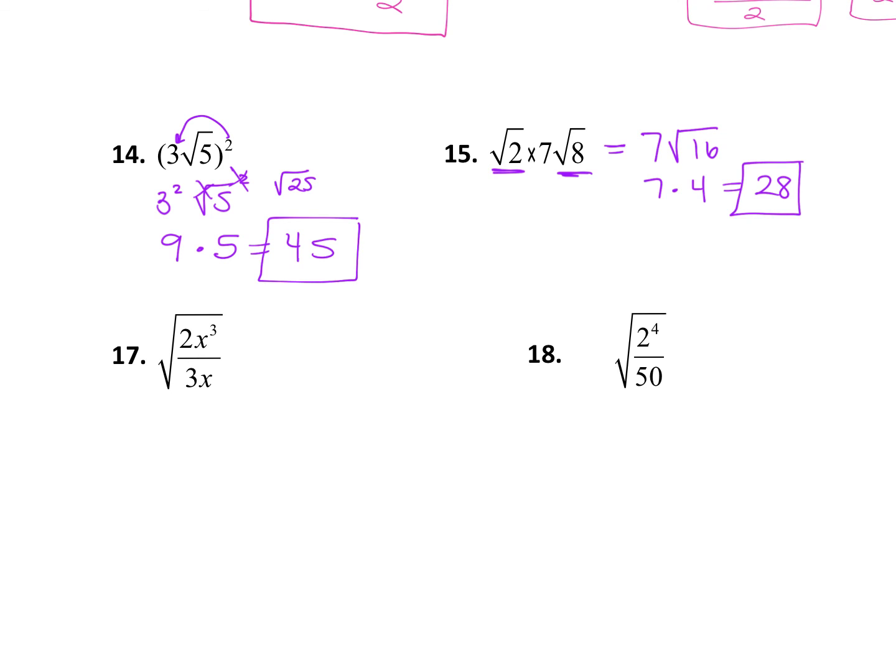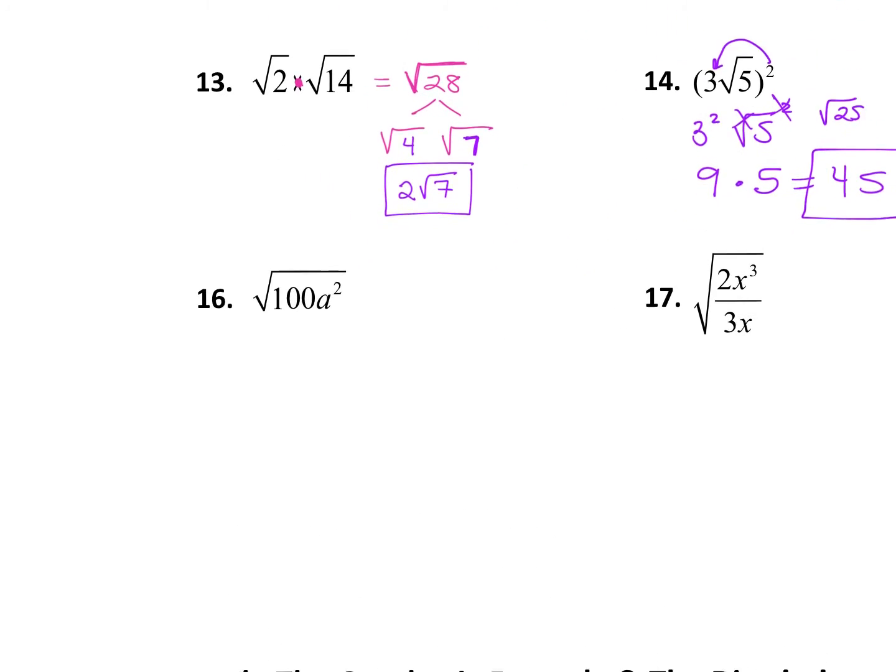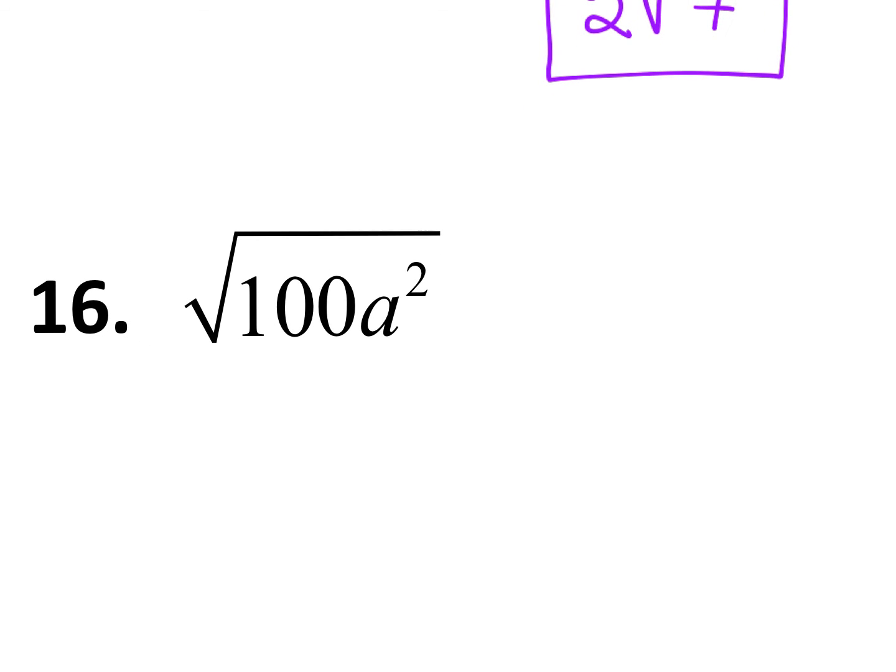Okay, last 3. Here we go. I feel like this is maybe the easiest one on here. What does that become? 10a. Take the square root of 100, that's 10. The square root of a squared, square rooting and squaring cancels it out. Or if you square root, you divide your exponent in half. So it's a to the first. So 10a would be your answer for that one.